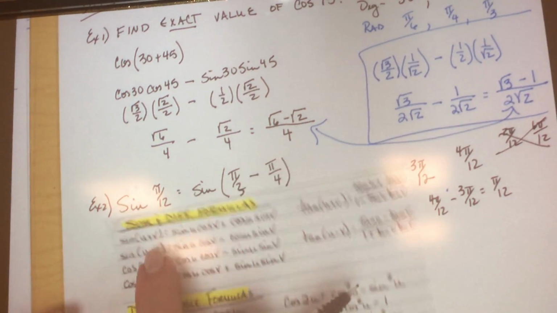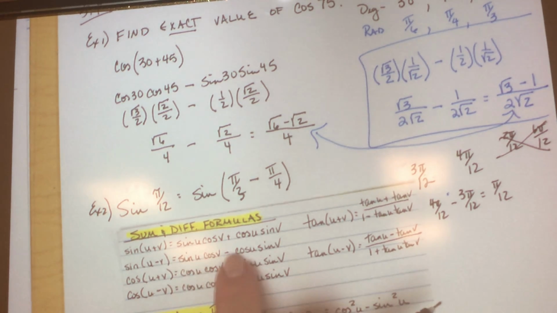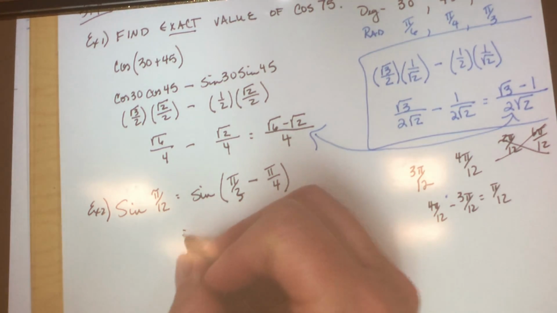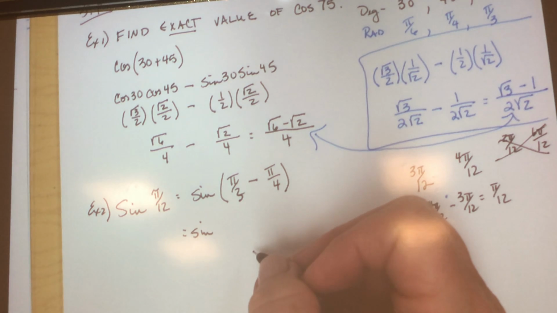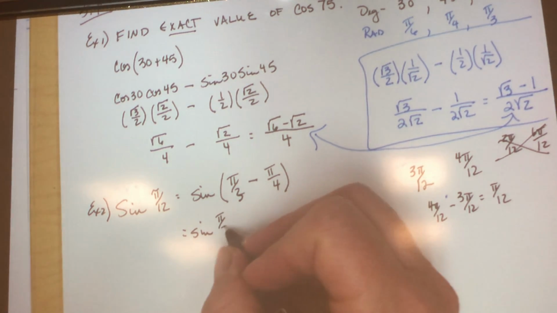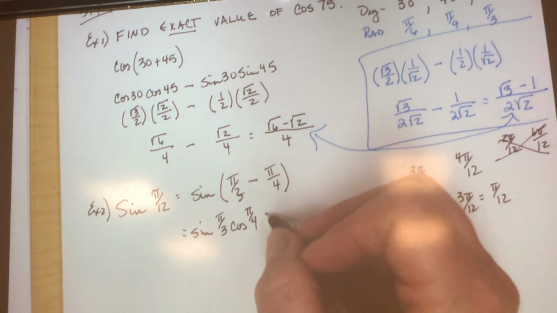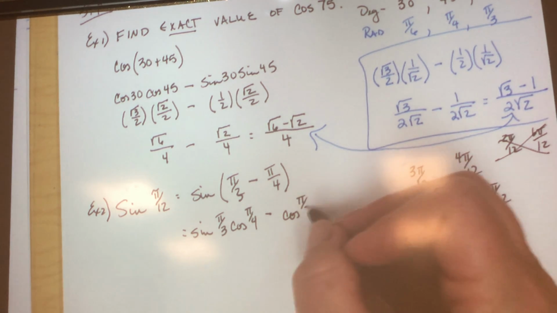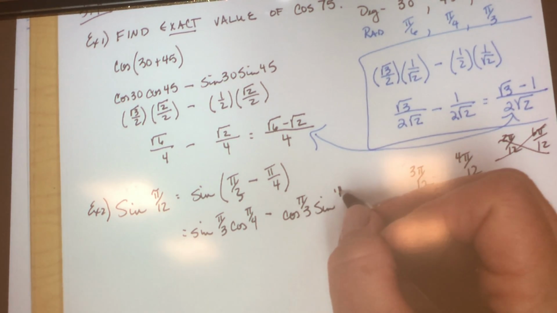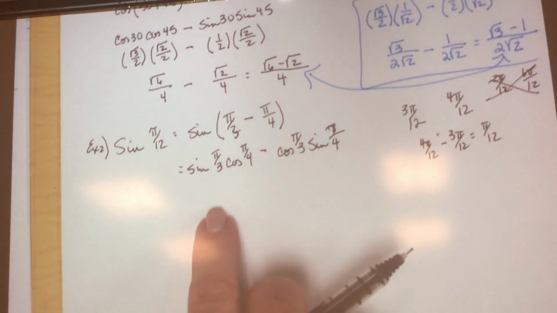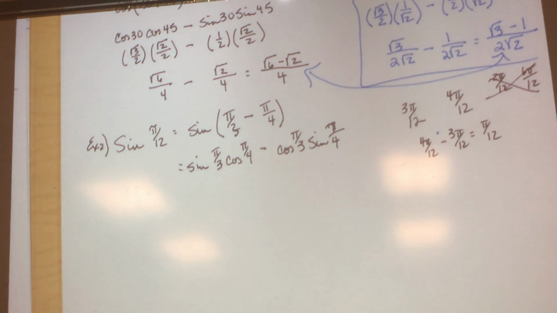We're fixing to follow this formula right here. Sine of the first, cosine of the second, minus cosine of the first, sine of the second. Sine of what? Pi over 3. Cosine of the second, pi over 4. Minus cosine of the first, pi over 3. Sine of the second, pi over 4. Now we can do all these, right? For example, pi over 4 is what?